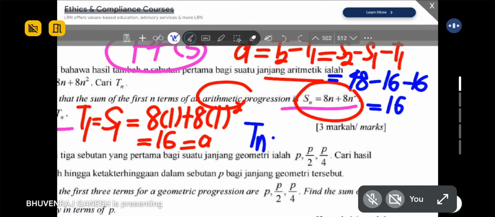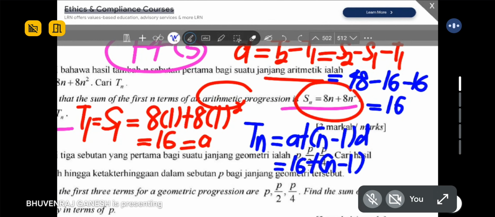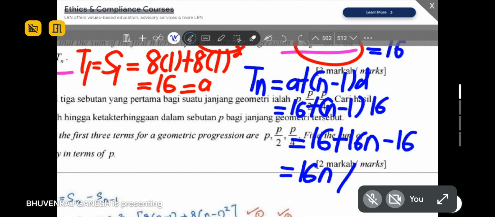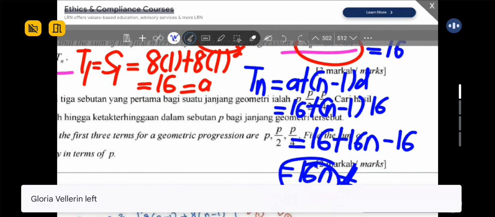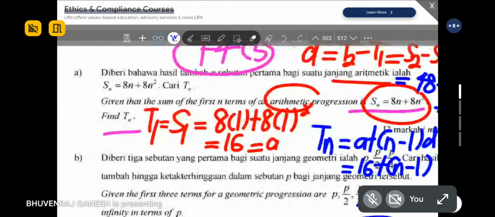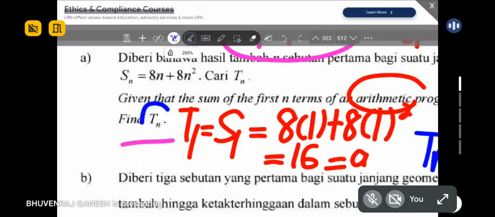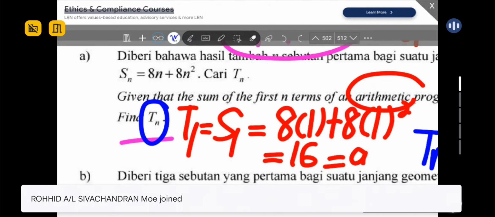So Tn is equal to A plus (n minus 1)D, arithmetic. A value is 16, n value we don't know, D value is 16. So the final answer is 16 plus 16n minus 16. So your answer is 16n. Got it, guys? Do you see the concept? How I get the answer? So this is your answer, the value of Tn. Any problem? So this is how you solve. Whenever they ask you for Tn, you will never know the n value. It is unknown, so just leave it as an unknown.